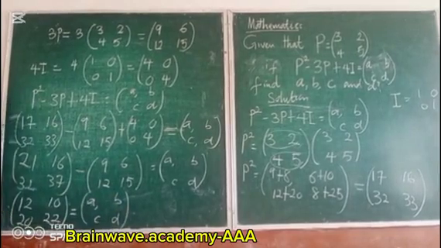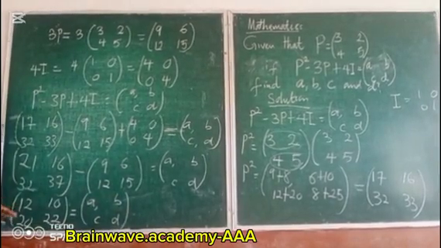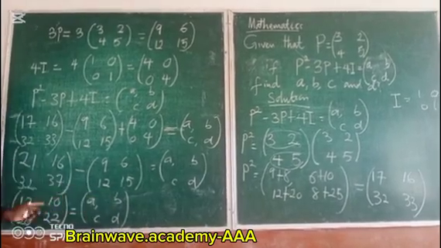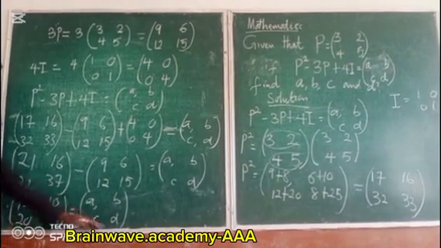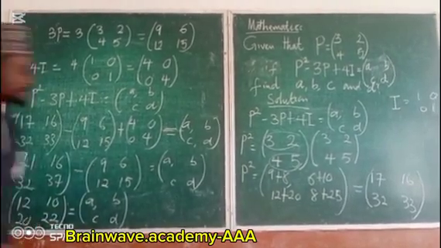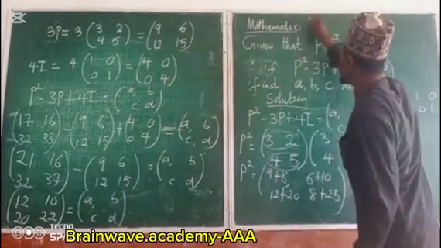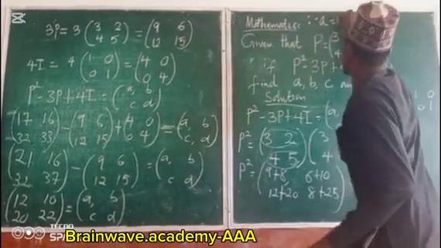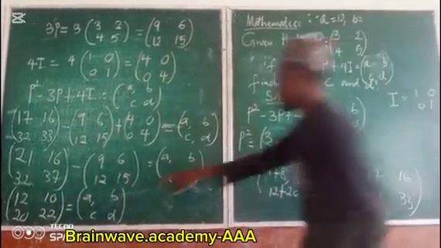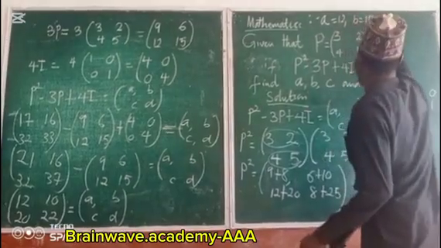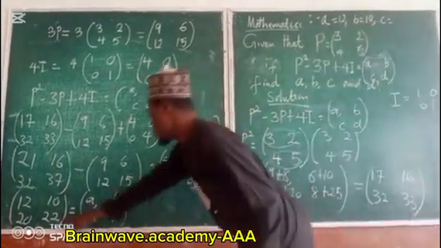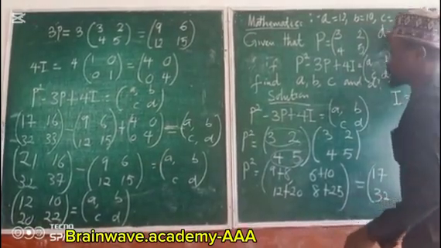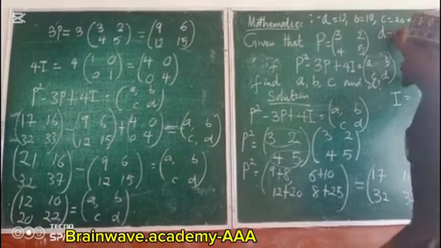There's what is called equality of matrices. If you look at it, the position of A here is 12, position of B here is 10, position of C here is 20, position of D here is 22. You now say therefore, A is equal to 12, comma, B is equal to 10, comma, C is equal to 20, and D is equal to 22 respectively.